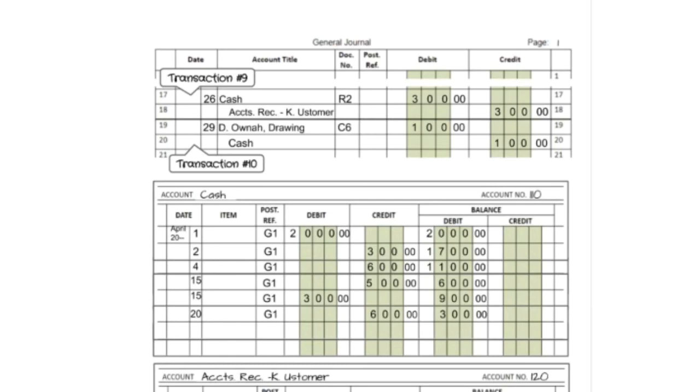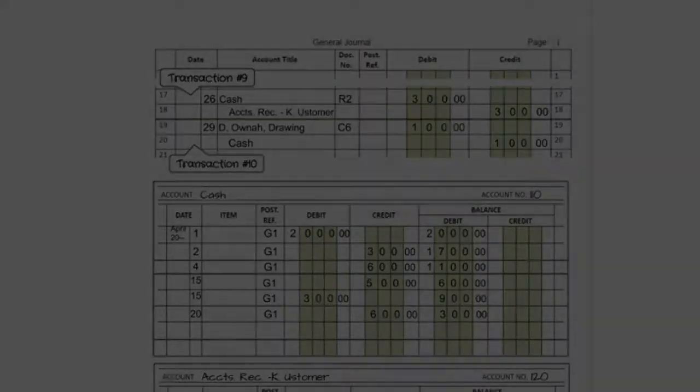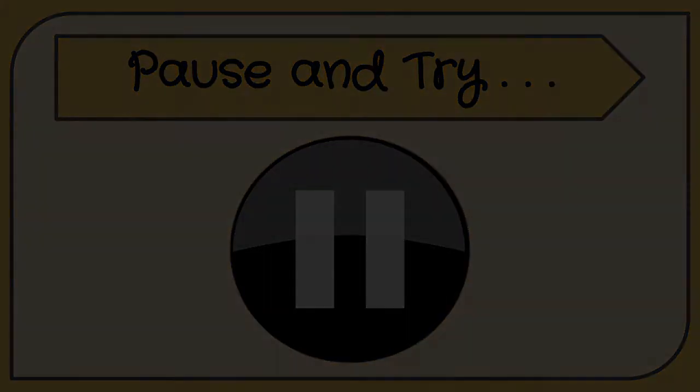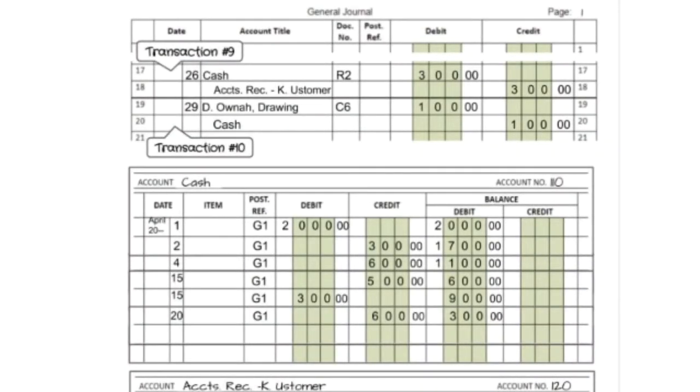Here we go with page 8, transactions 9 and 10. This is the end of our example transactions here. We're going to go ahead and pause, use the steps on page 3, use what we've learned on pages 4, 5, 6, and 7, and see if you can do these on your own. Did you get it? I'm going to go through them really quickly here.